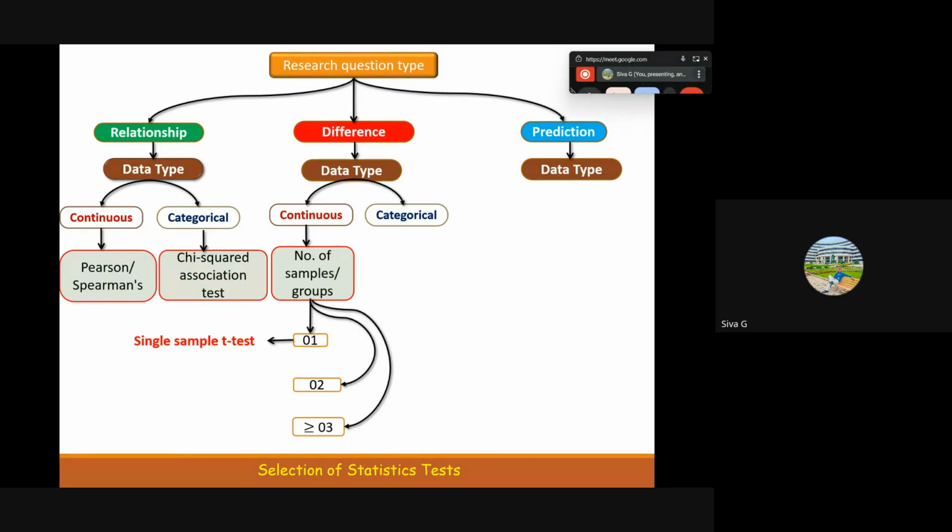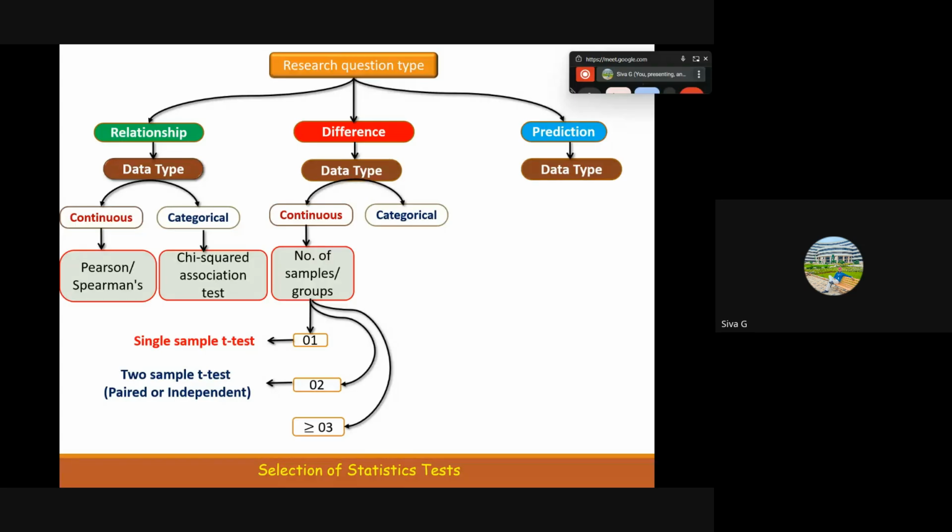Otherwise, I have drawn two samples and I don't know the information about the population. Without knowing the population, I have taken the samples, and I want to compare whether these two sample observations have similar characteristics or not. For example, let us say I take the mean. I want to compare the means of these two groups. For the comparison of two groups, we go with the two sample t-test.